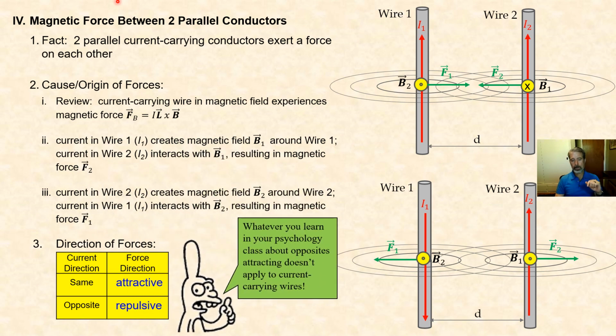So just a little note from our friendly one-eared rabbit here tells us that, hey, whatever you learn in your psychology class about opposites attracting, it may work quite well when you're talking about people, when you talk about electric charges, even when you talk about magnetic poles, but it doesn't apply to current carrying wires, as you can see in this diagram.